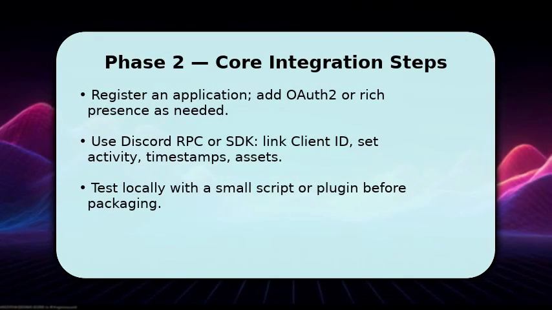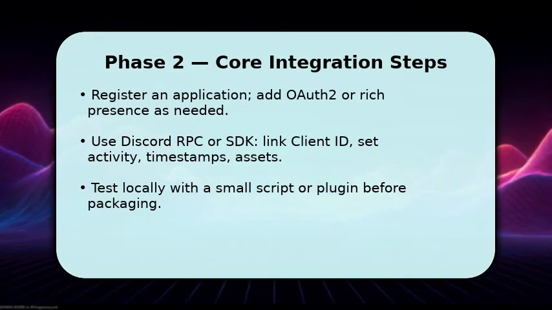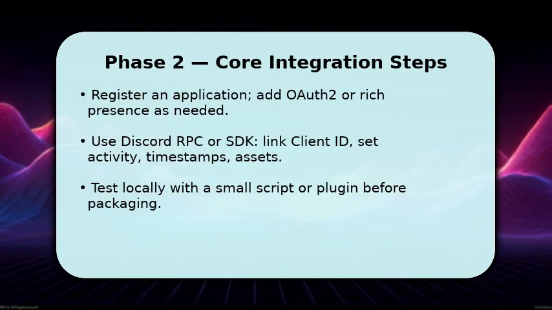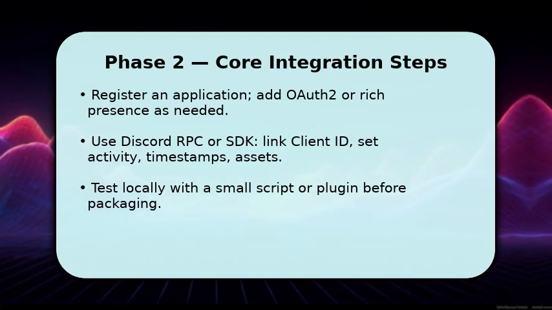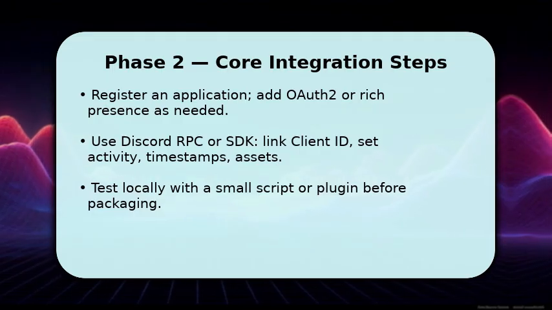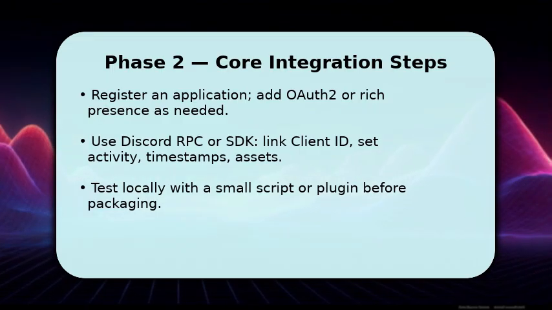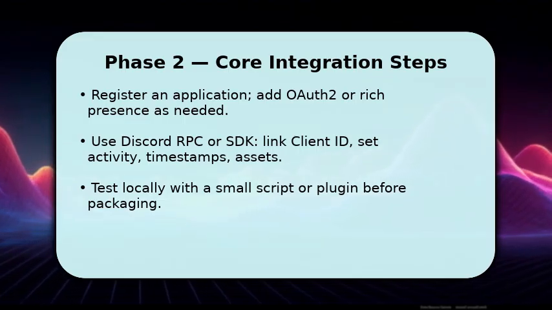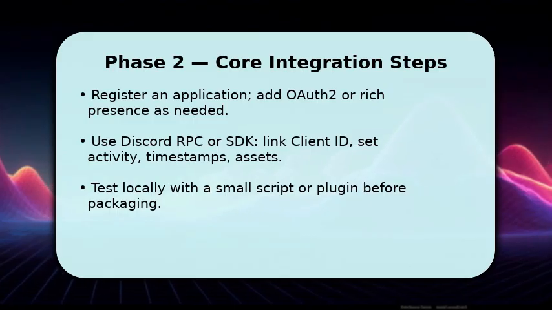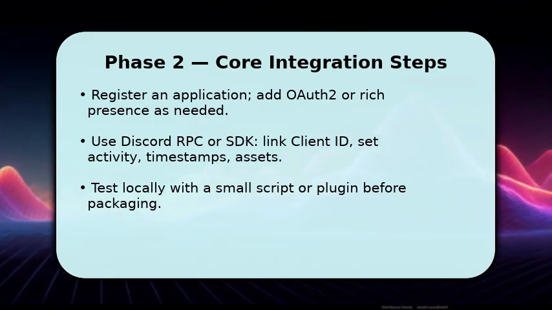Next, integrate. Register your application and choose OAuth 2 scopes or rich presence features. Once you link the client ID in your game code, use Discord RPC or the official SDK to set activity fields, details, state, timestamps, and image assets for icons. Make sure to load assets via the developer portal so images display correctly.